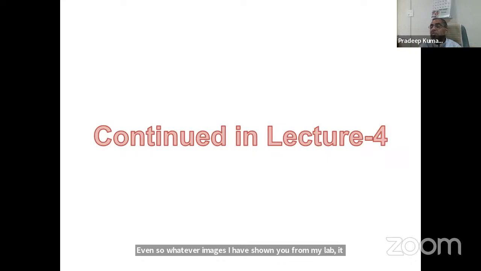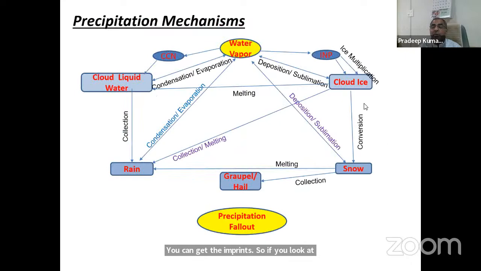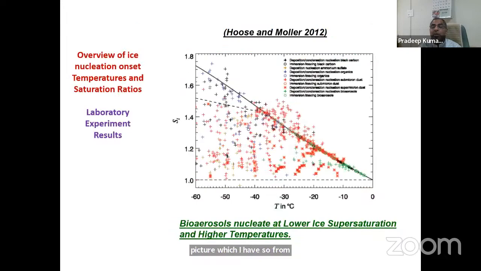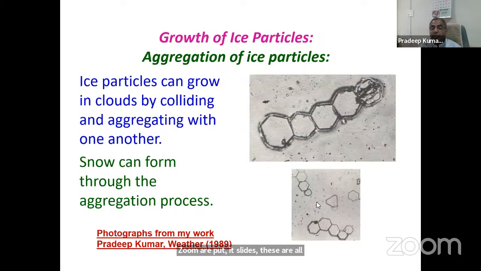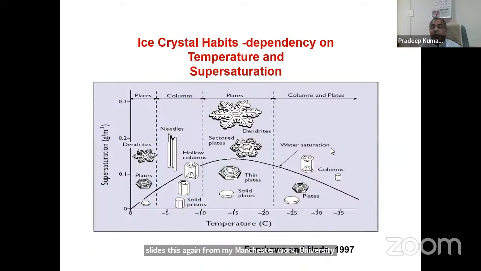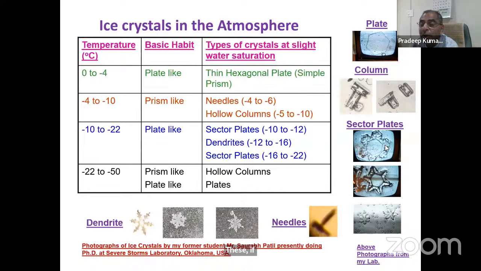Foam bar is a chemical which is used for electron microscopy, so up to the microscopic level you can get the imprints. The pictures I have shown from my lab were all collected on foam bar coated slides. This is again from my University of Manchester work in 1989. These were all collected on foam bar coated slides, by the replication technique. You can keep your slides for years together and bring them out, because that is a replication technique which we are trained to do. The same technique used to be used in aircraft in the initial stages to collect these crystals. And now, of course, imagers are available and through the imagers they can very easily photograph them.